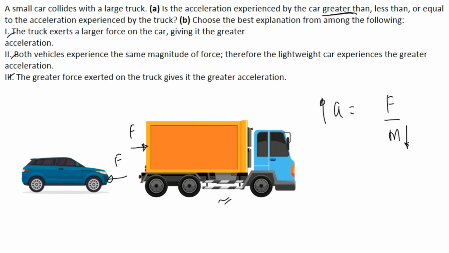And in the options, the first says the truck exerts a larger force on the car, giving it the larger acceleration. This is false, this cannot be true. Second, both vehicles experience the same magnitude of force. Yes, that's true. Therefore the lightweight car experiences the greater acceleration. This is absolutely correct. Third, it says the greater force exerted on the car gave it a greater acceleration. No, the force is not greater, actually the force is the same and opposite in direction. So only the second option is correct.